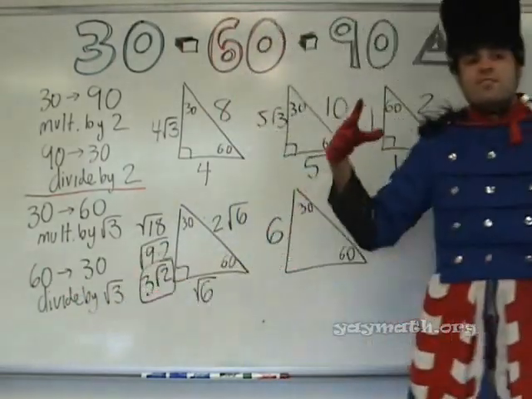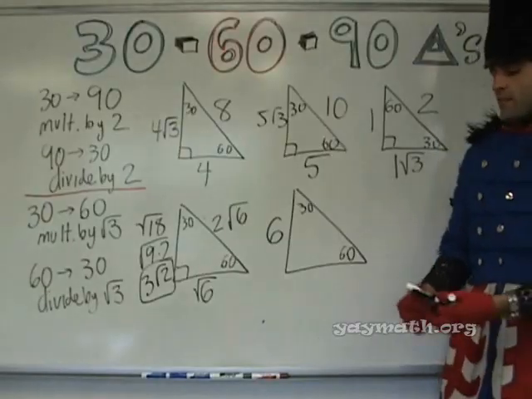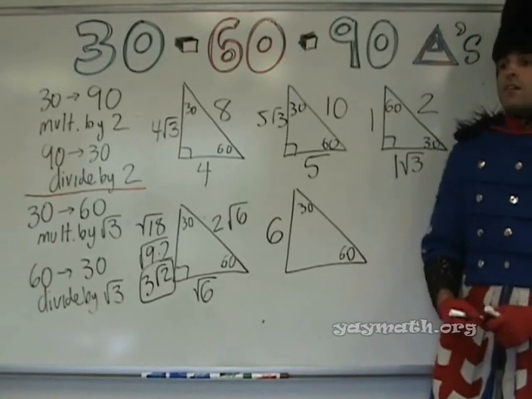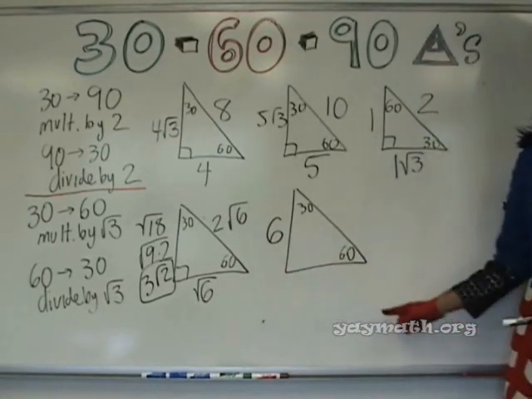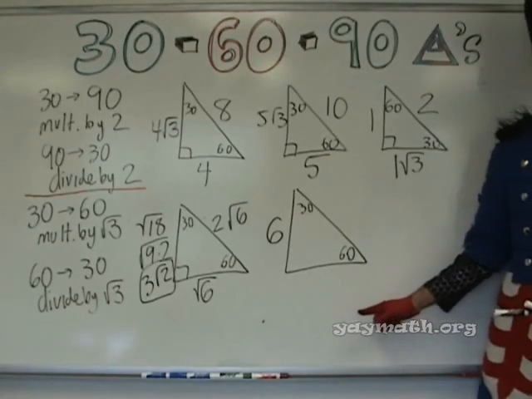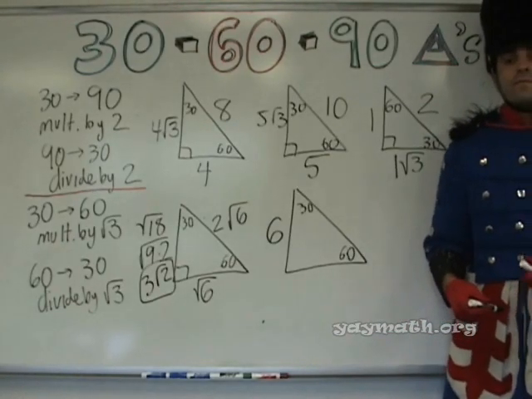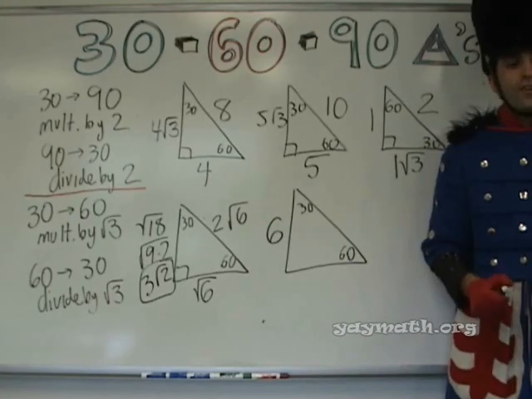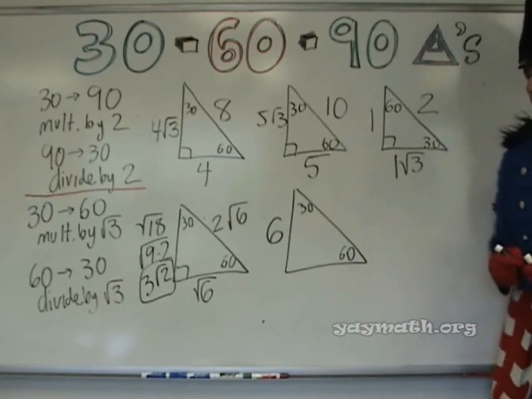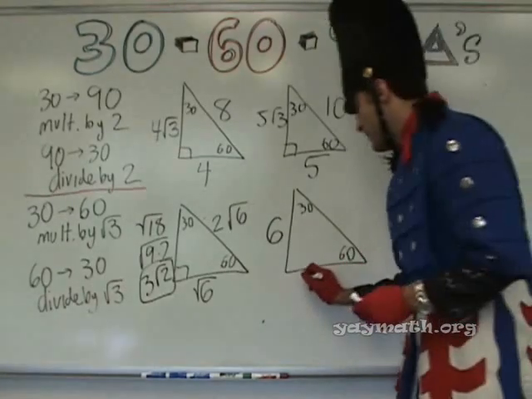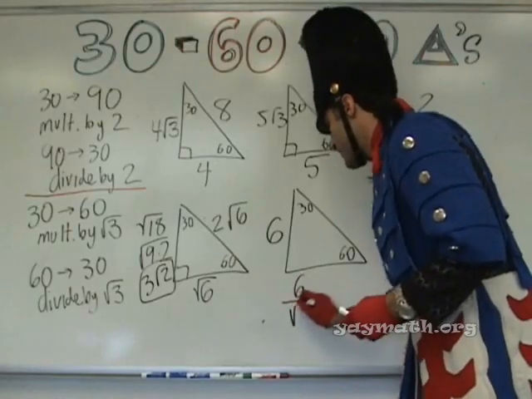60 to 30, divide. Now we're going smaller. So to go from 60 to 30, what do we do? Divide by the square root of 3. So what should I write here? 6 over the square root of 3. Divide by square root of 3. 6 divided by the square root of 3.